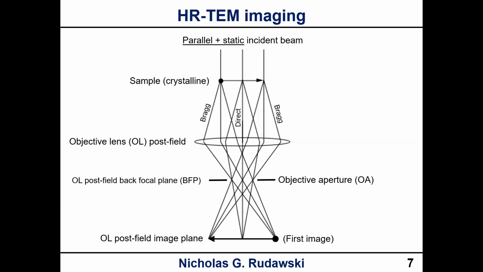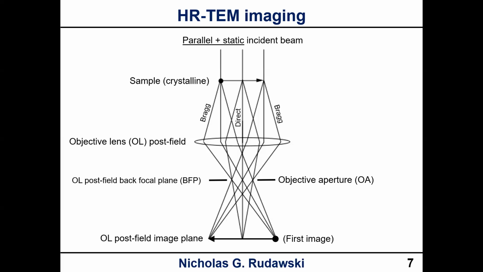So then, after your beam interacts with your sample, your objective lens post field, in this case, because we're dealing with a conventional image rather than a STEM image, forms an image of the electron wave as it's exiting the sample. And that's what we see in the image plane, all the way at the bottom here.